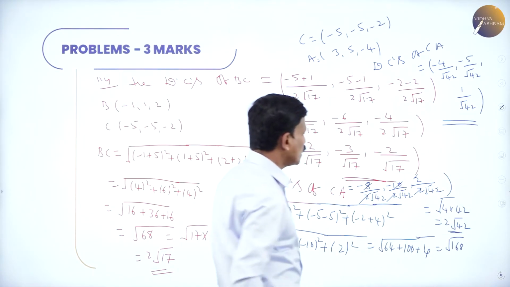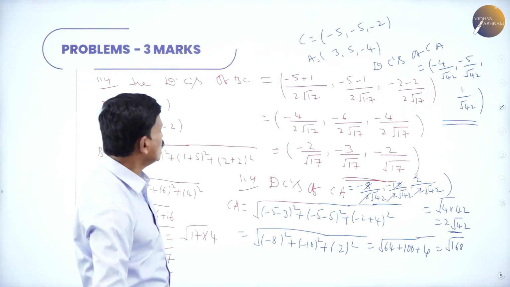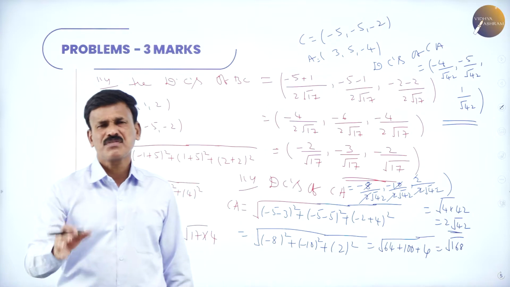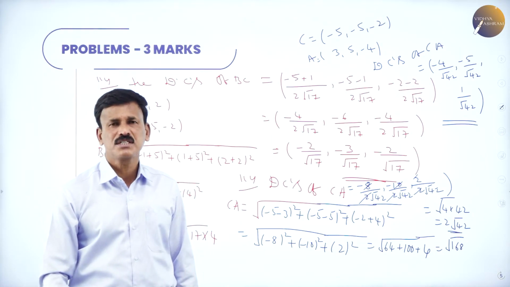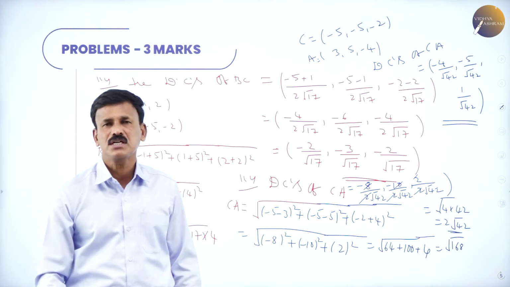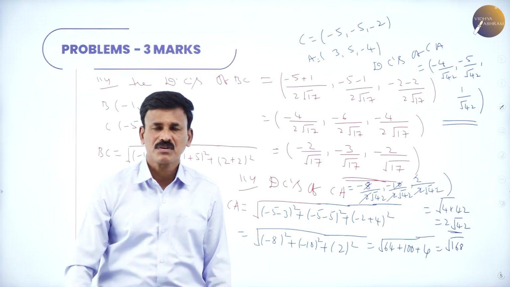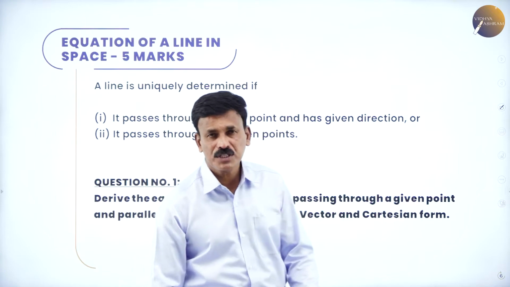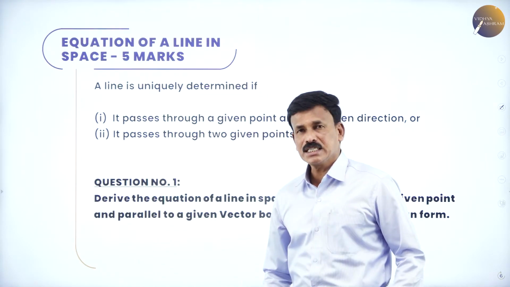So these are the direction cosines of the lines AB, BC and CA for the triangle ABC. Just find out the direction ratios and divide by the distance, that will give the direction cosines. That's it. Very simple problem. Now let us come to the next problem. Very important thing, the derivations.